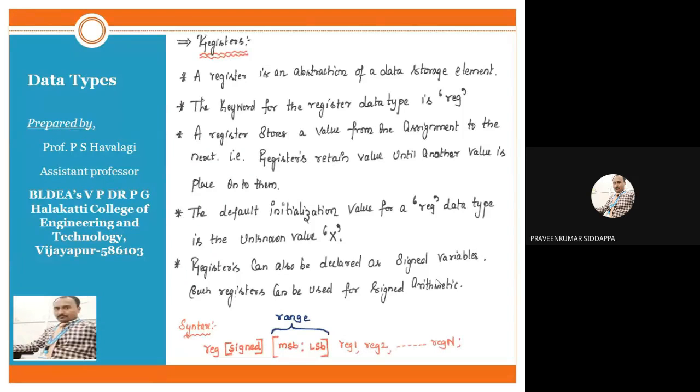Here, register is also a type of data. This one is also a type of data in Verilog. So what is a register? A register is an abstraction of a data storage element. Remember, register is a data storage element. By using a register, we are storing the data. Here the keyword for the register data type is reg. So this keyword we have to use whenever we are writing the Verilog code.